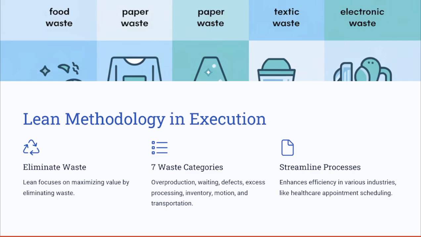So again, these seven waste types, including overproduction, waiting, defects, delays, unnecessary motion, and inventory, are all considered as part of the waste. The Lean methodology goal here is to minimize this waste and maximize the value. It helps streamline the process and enhances efficiency.